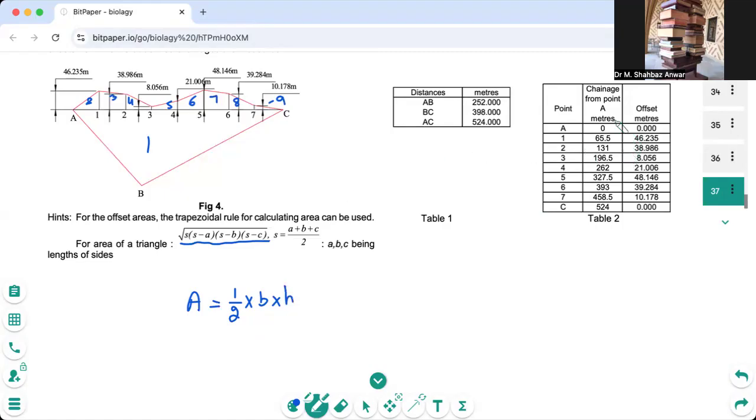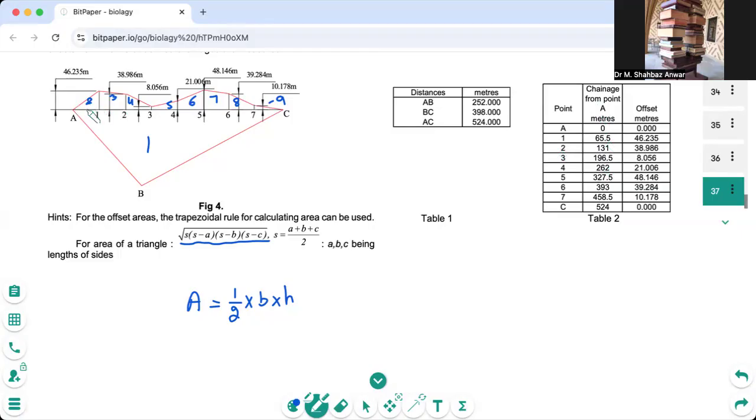Now, let's understand the data which is given in table number 2. Here, the values in the second column are the coordinates. In the third column, these are the values of the heights of these sides. So from the coordinates given in column number 2, we will calculate the lengths of these bases.